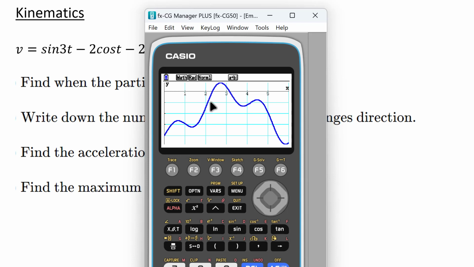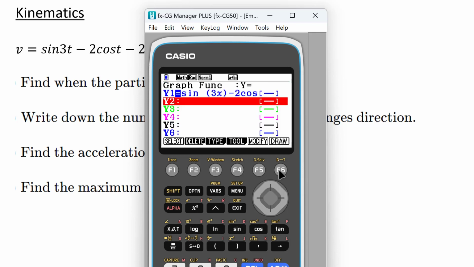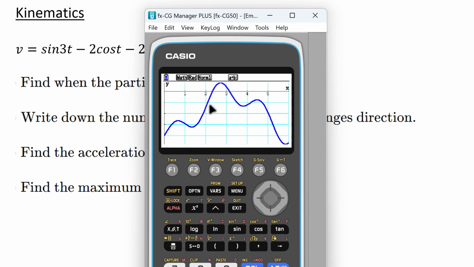Find the acceleration when t equals 2, so I'm trying to find the gradient there. So I go to sketch, tangent, and I type in the number 2, and I get a gradient of 4.6991. Oh, there is one little thing here that you may or may not, if you bothered to do it on your own calculator. Did you remember to set it to radians?